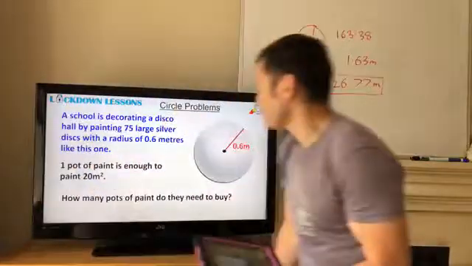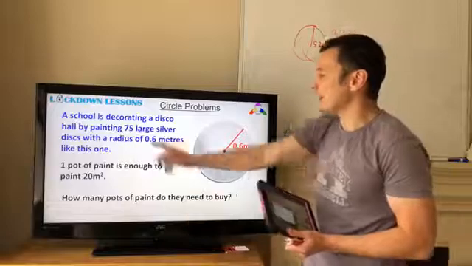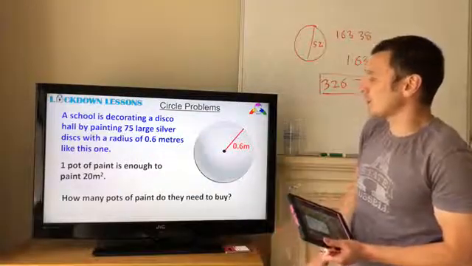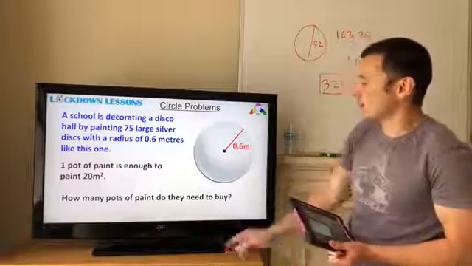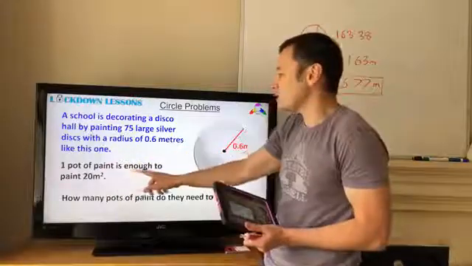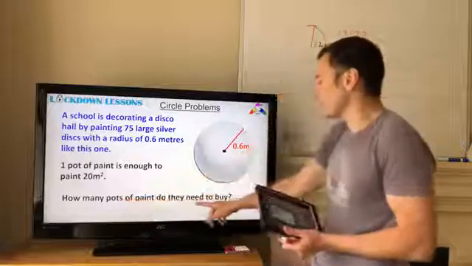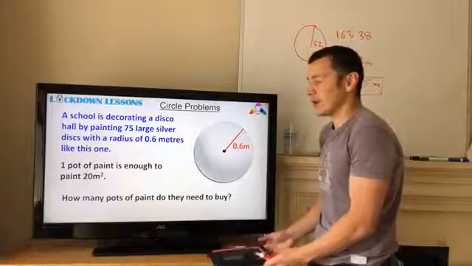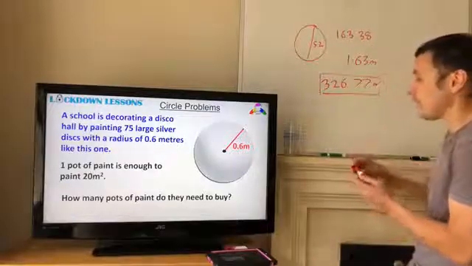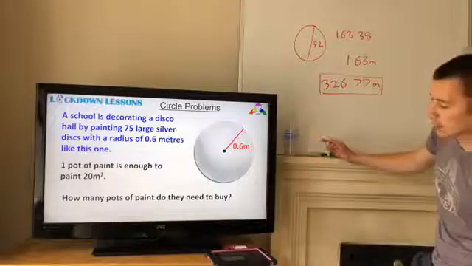Okay, next problem. A school is decorating a disco hall by painting 75 large silver discs with a radius of 0.6 metres. So they are painting these discs silver, sticking them on the walls to decorate the place. One pot of paint is enough to paint 20 metres squared. How many pots of paint do they need to buy? Okay, so see if you can work on that one. How many pots of paint do they need to buy to paint all 75 silver discs?